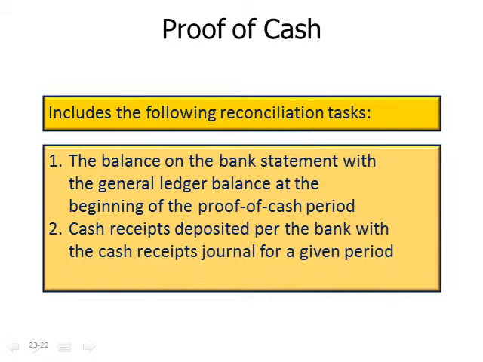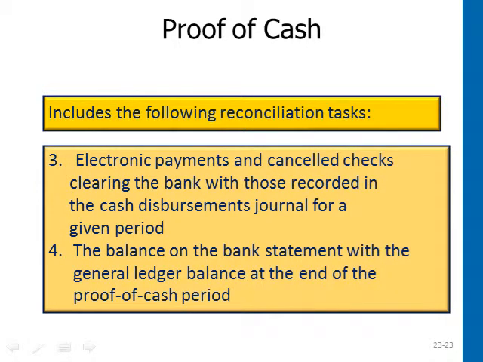And so these reconciliation efforts with respect to proof of cash include that the balance on the bank statement with the general ledger balance at the beginning of the proof of cash period tie out, and that cash receipts deposited per the bank statement agree with the cash receipts journal for a given period. We also want to reconcile electronic payments and canceled checks clearing the bank with those recorded in the cash disbursements journal for a given period are correct, and that the balance on the bank statement with the general ledger balance at the end of the proof of cash period also makes sense and can be reconciled to one another.